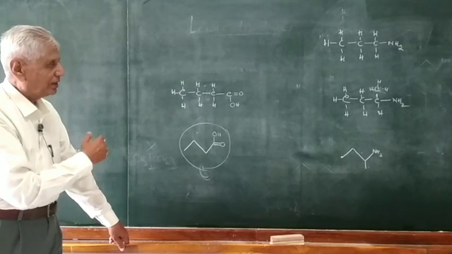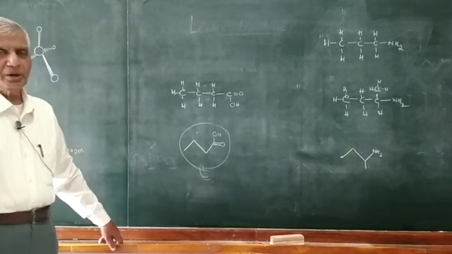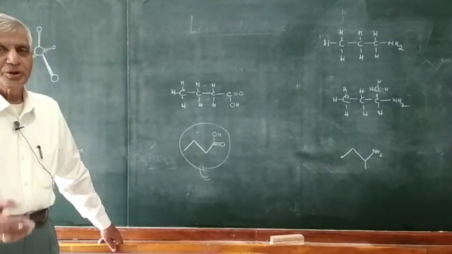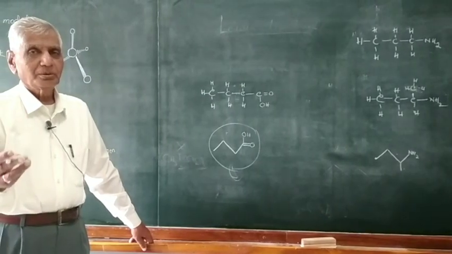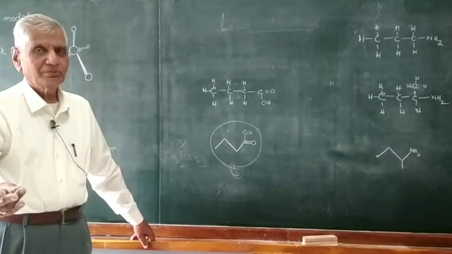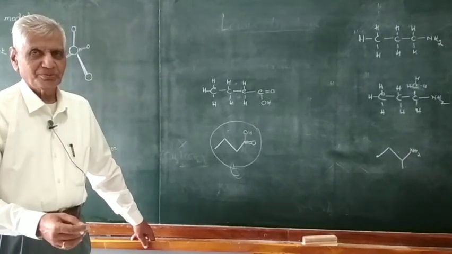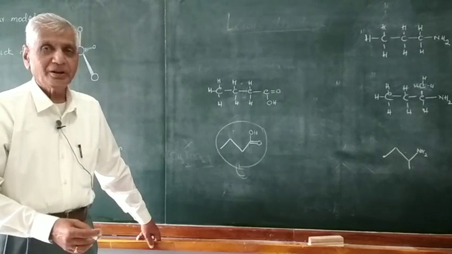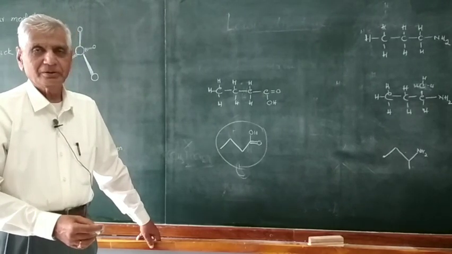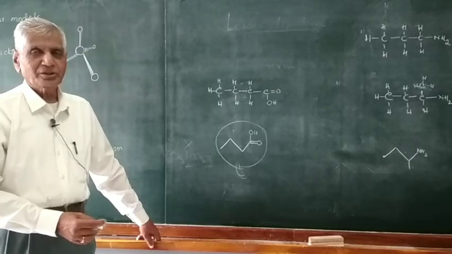Okay? So that is how the compounds can be written in three different ways: Lewis structure, condensed structure, bond line structure. If you have any difficulty, you can ask me directly. Okay? Let us see the remaining things.